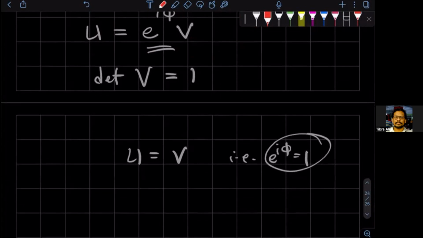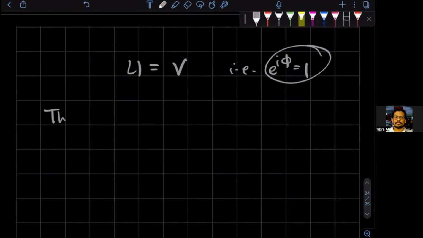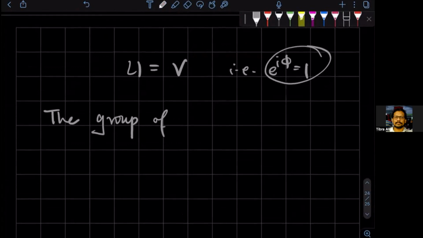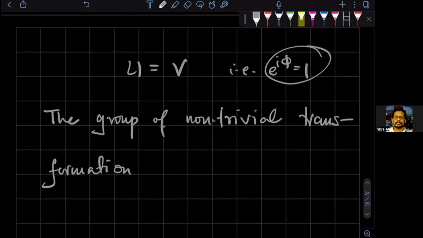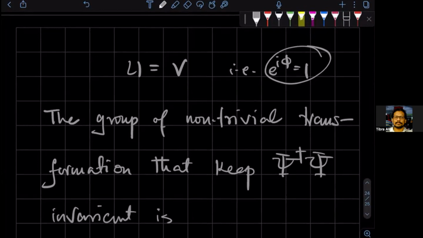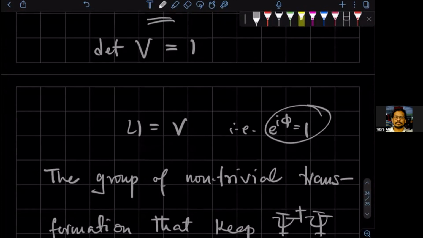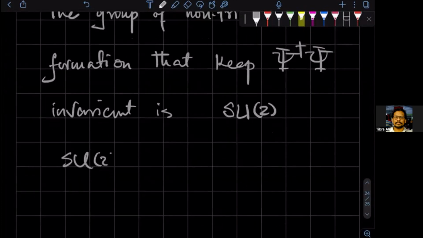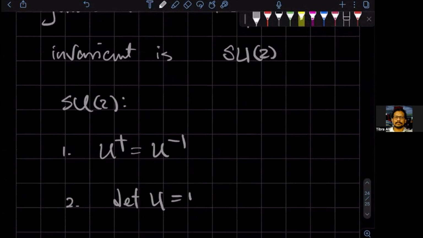So in essence, the group of matrices, or the group of non-trivial transformations, that keep this thing invariant is SU2. The S means its determinant is 1. So SU2 matrices are matrices which are unitary and their determinant is 1. Okay, so this is the definition of the SU2 group.